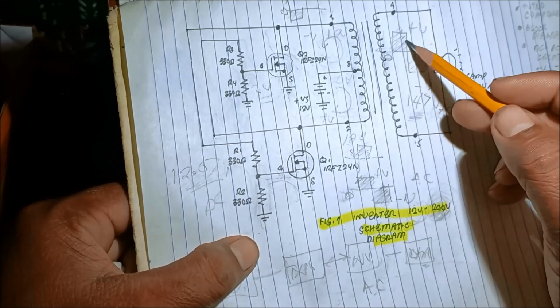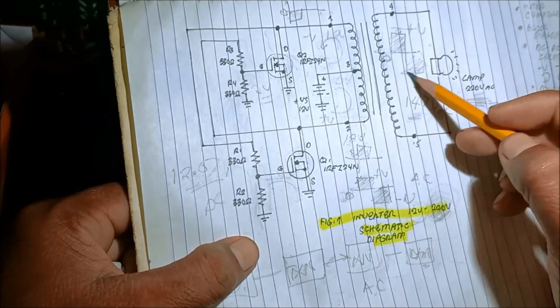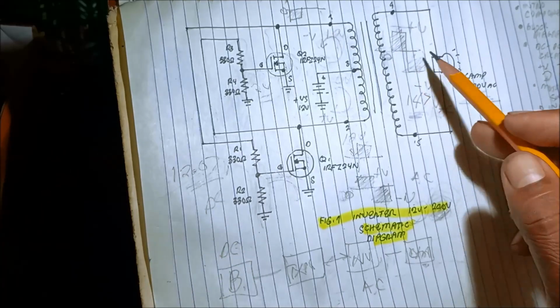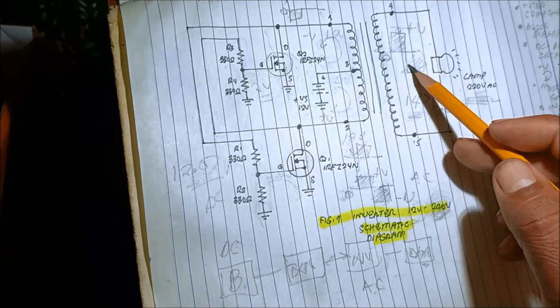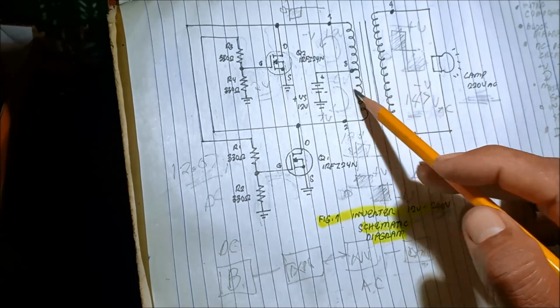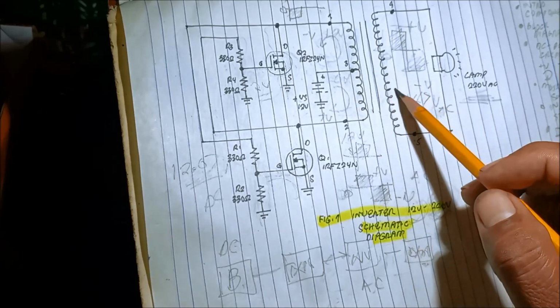So we created a forward and a reverse voltage into the secondary. Actually, this is not a secondary. This is a primary. We just invert the position of the transformer.